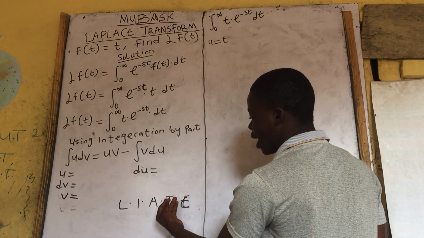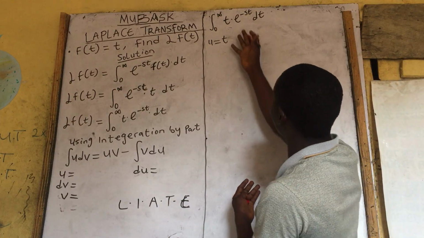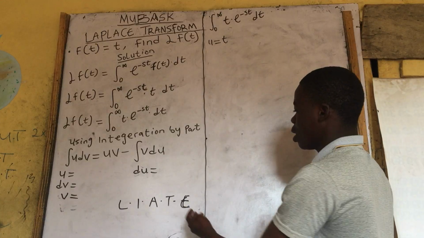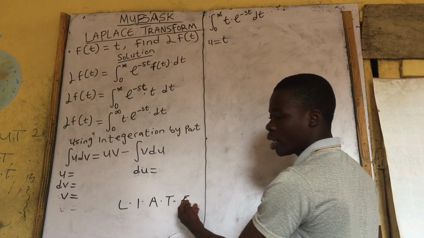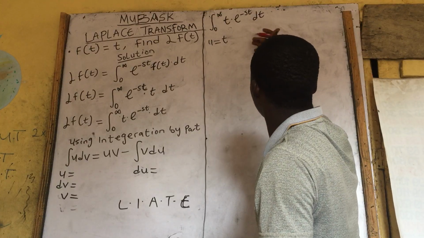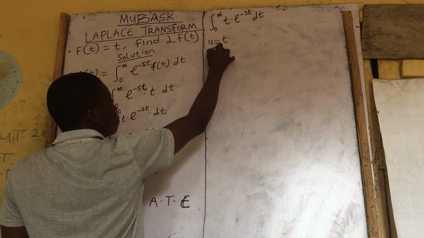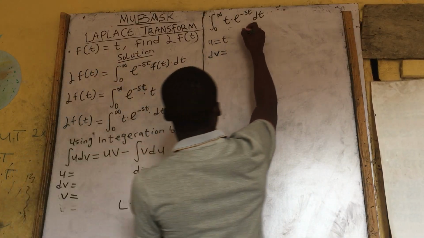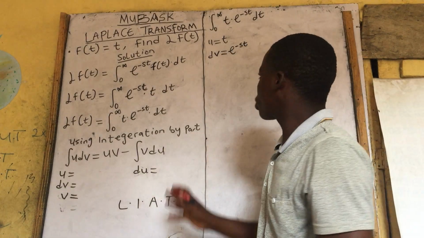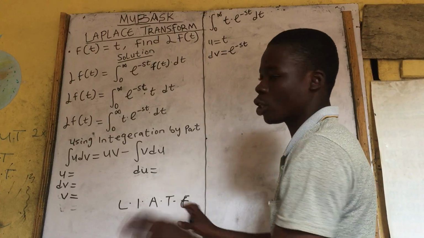The next letter is T. Our T stands for trigonometry. Can we find any sine or any trigonometry here? We cannot find it. And the next letter is E, which is exponential. So we can also find exponential here, which is dv. Our dv now is equal to exponential minus st. So since we have got u and dv, it is very simple to get the others.